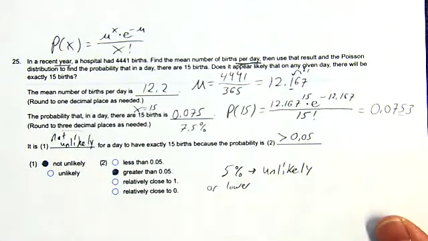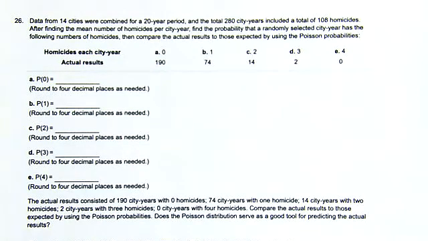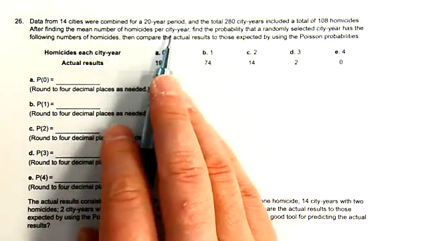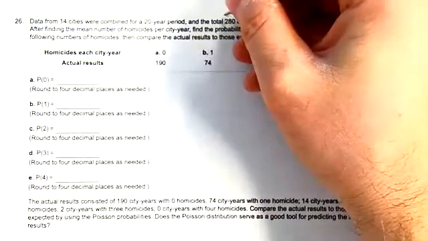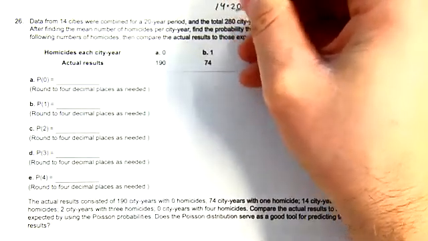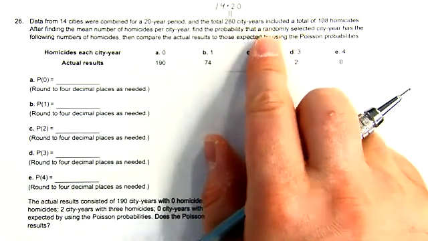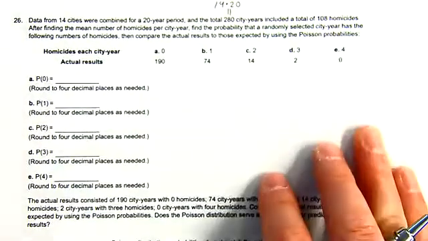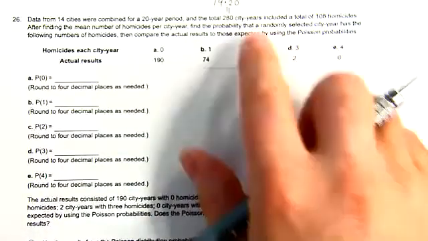26 is not necessarily difficult, but you have to do this equation a bunch of times. So they say data from 14 cities were combined for a 20-year period and the total is 280 city years. So they just got this number by taking 14 cities times 20 years, and that's going to equal 280 city years. So you're basically just saying, okay, out of 14 cities, we look at all their years. It's like when people say we have 50 years of experience at our shop because we have 3 people that each have almost 20 years experience.